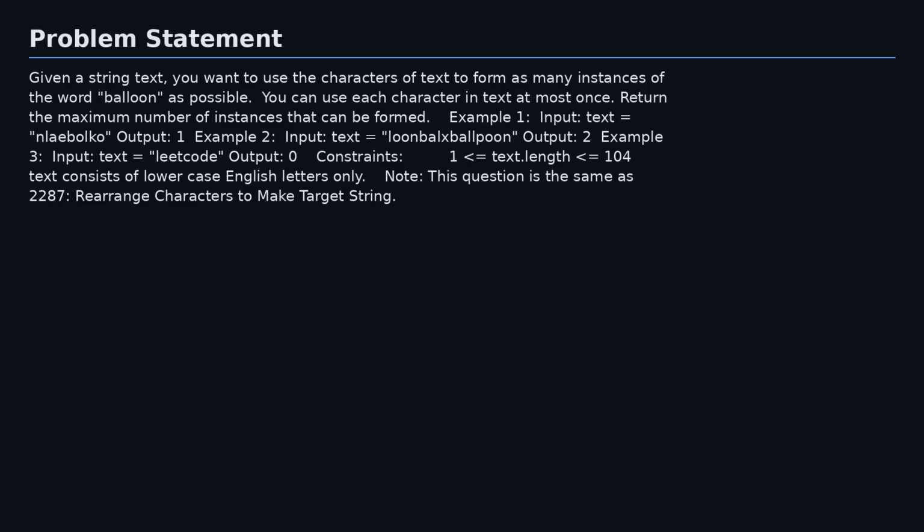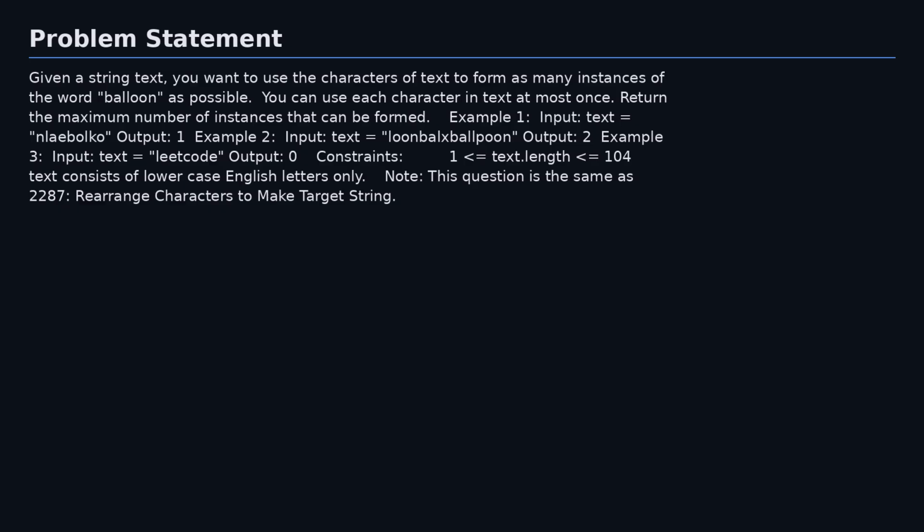Today, we're going to tackle a really interesting problem on LeetCode called maximum number of balloons. It's an easy problem, but it requires some clever thinking. So, let's get started and see how we can solve it.